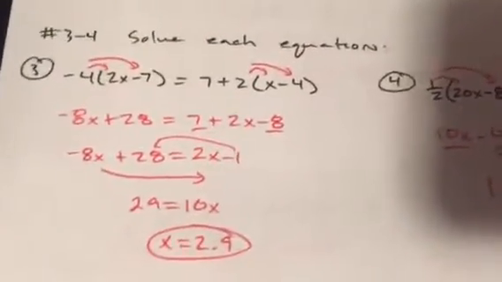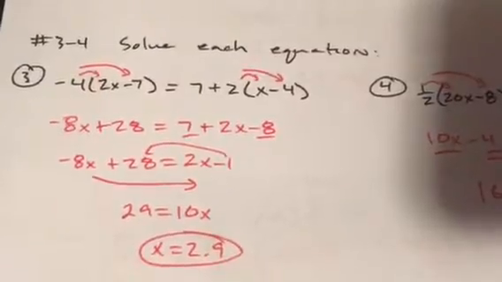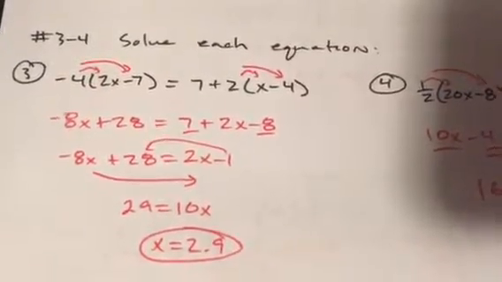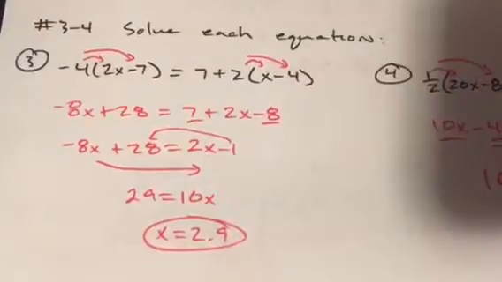All right, so simplify the right side. You're going to get 2x minus 1. Add 8x to both sides. Add 1 to both sides. 29 is 10x. X is 2.9.